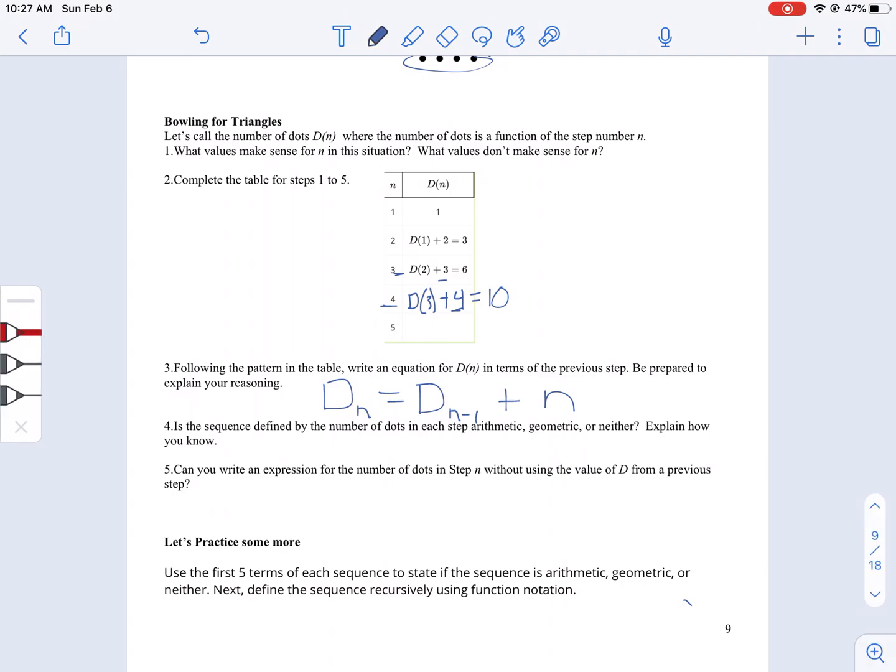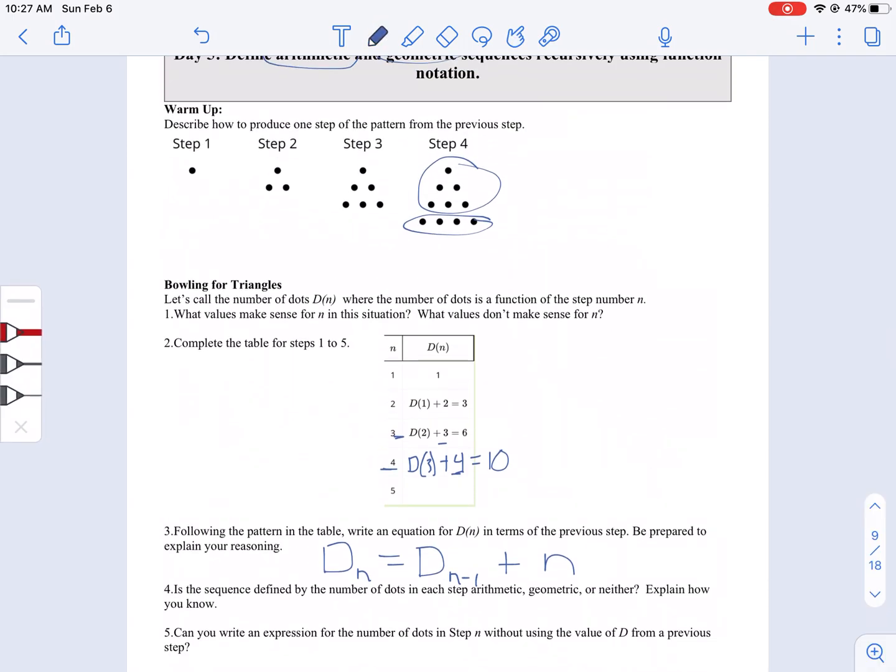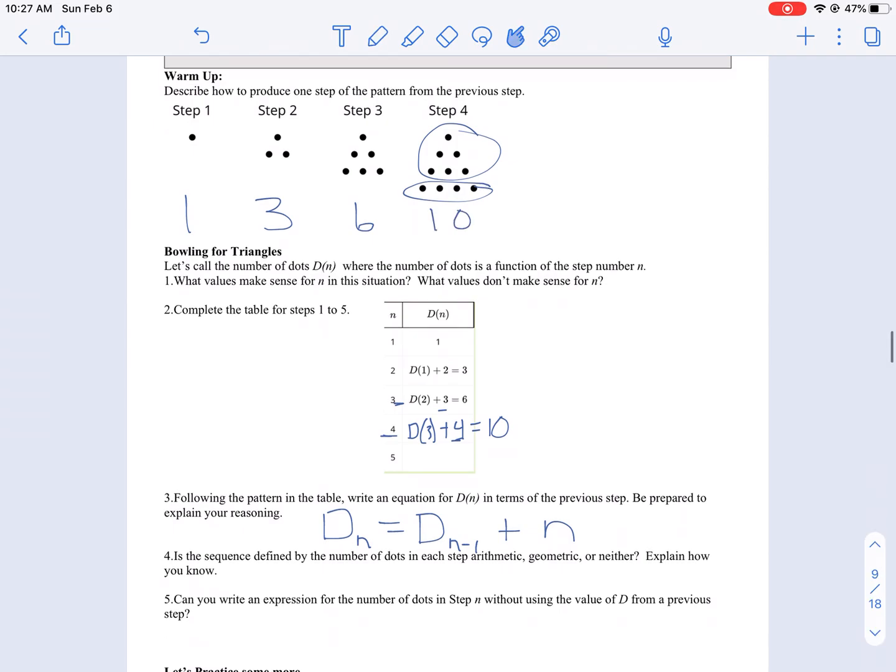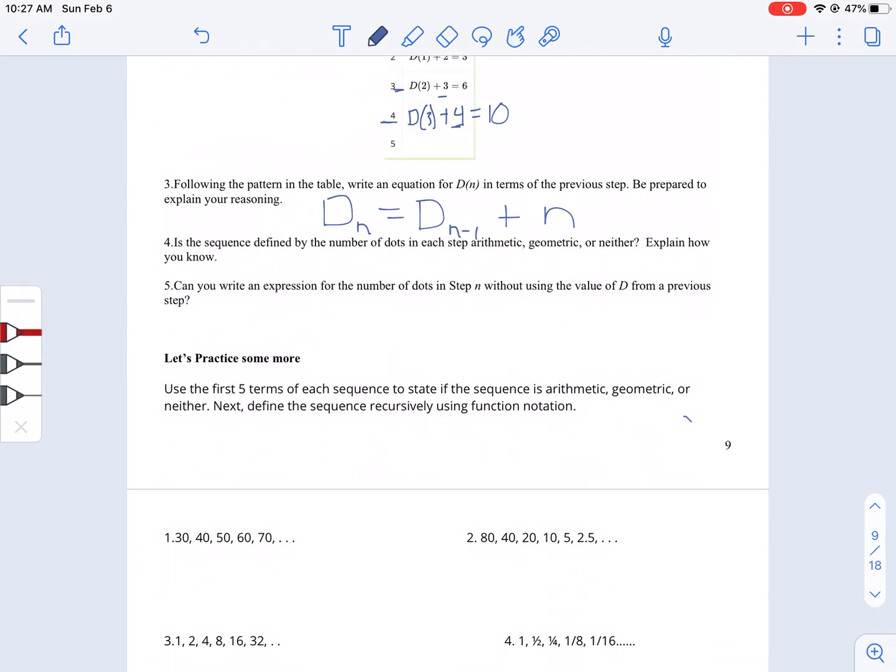So what would you say? Is this arithmetic, geometric, or neither? So let's see. If I go back up here, we have 1, 3, 6, 10. So I would say this one would be neither, because we're not adding the same or multiplying.